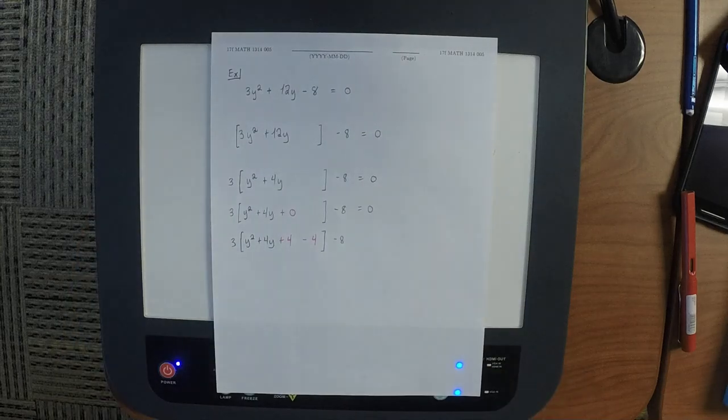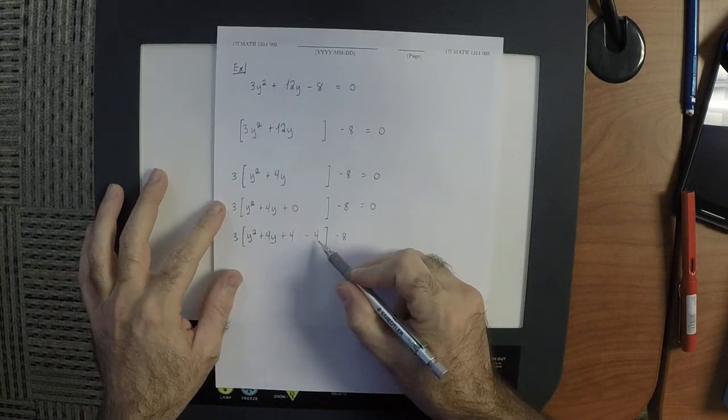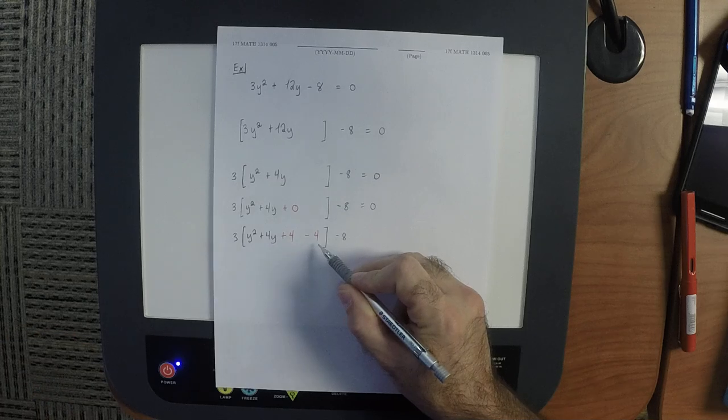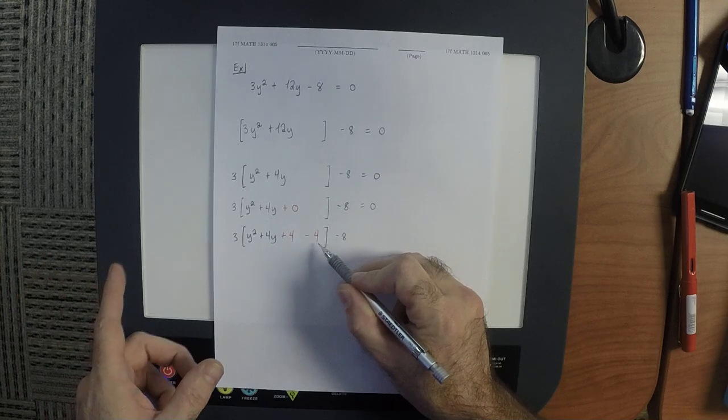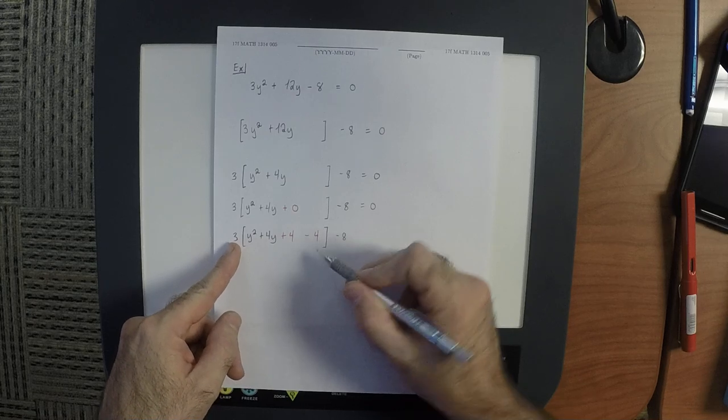The reason why I keep saying that has to occur inside of the parentheses is by the time we get this 4 out of the parentheses, what will it be? It'll be a 12. Why will it be a 12 by the time it gets out? Because it's going to be multiplied by this 3. Okay.